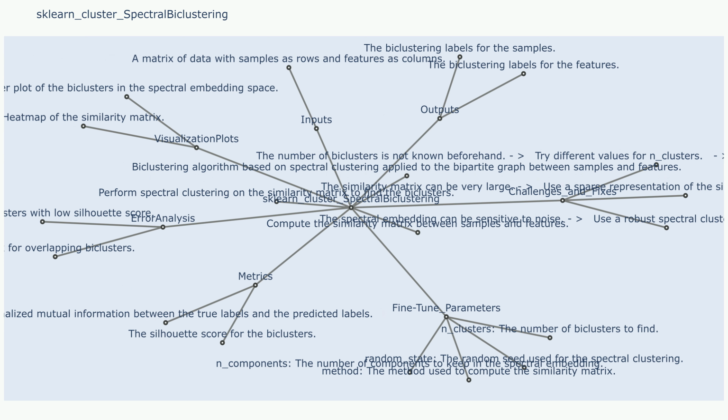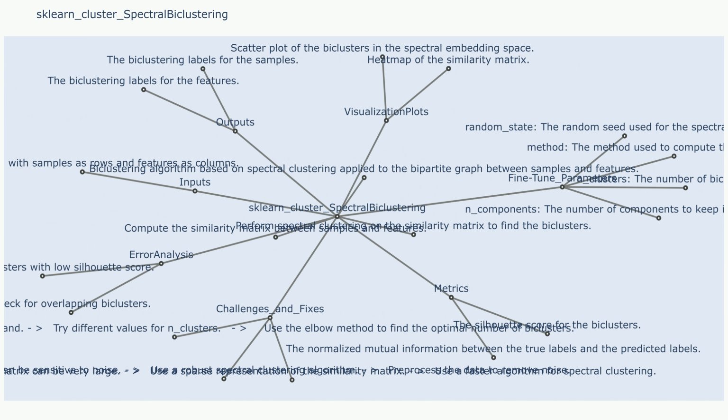Inputs: data, a 2D array representing the data matrix where rows correspond to data points and columns correspond to features. Outputs: row labels, an array of integer labels for each row, indicating the cluster assignment. Column labels, an array of integer labels for each column, indicating the cluster assignment.